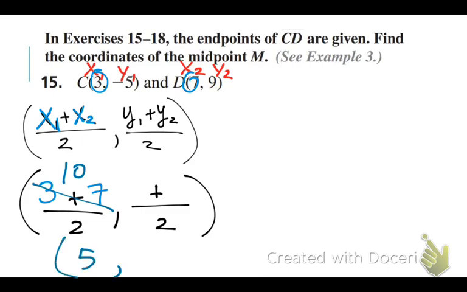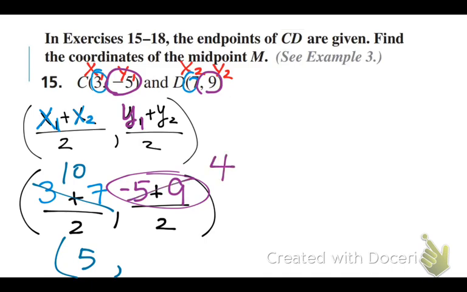So that's first. The second, we've got y1, which is negative 5. So we're going to add our 2 y's together. Negative 5 and 9. Again, we're going to add the top. Minus 5 plus 9, which is 4. 4 divided by 2 is 2. So notice how I have my parentheses. I've got a comma. We're good to go.